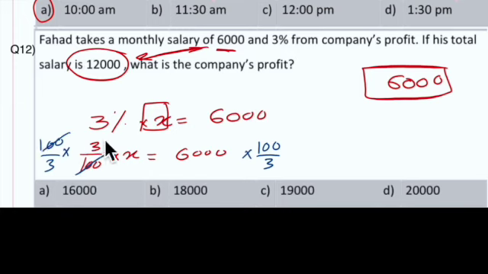Cross, cross, and divided 3 equals 1. Divided 3, it will be 2,000. So 2,000 times 100, it will be 2, and count 1, 2, 3, 4, 5. So it will be 2 with 5 zeros, which is what? 200,000. This is the profit.